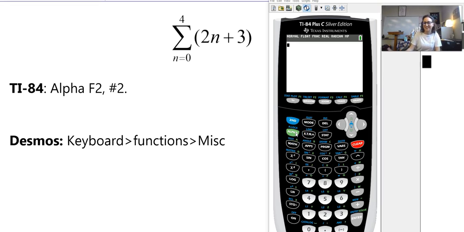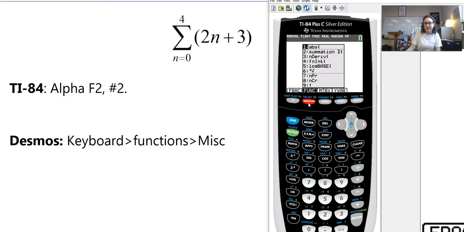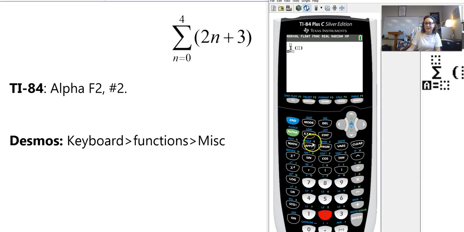On the 84, go ahead and write this in your notes if you have access to an 84. You're going to go alpha, F2, or alpha window, and you can see it here, number 2, it says summation. And then you're just going to fill it in. I typically use X instead of N or K or whatever, just because it's easy to find. So I'm going to go X starting at 0, and then hit your right arrow ending at 4. And then my expression, I'm going to do 2x plus 3. And then I'm going to hit enter, and there's my 35.